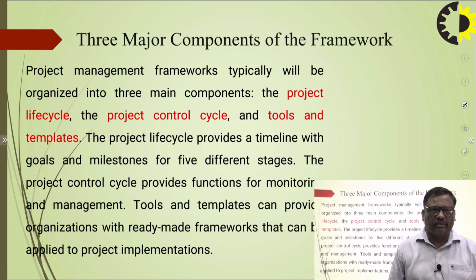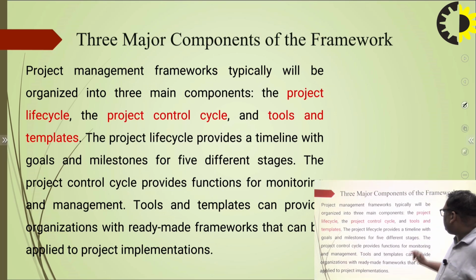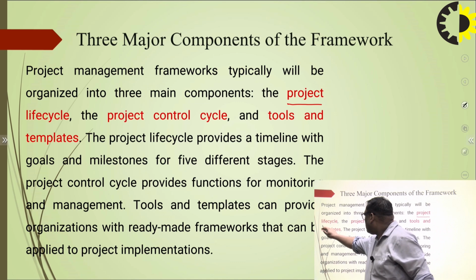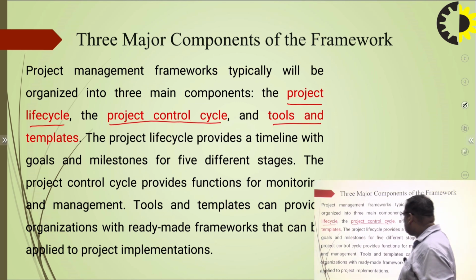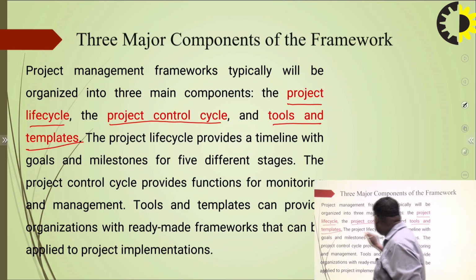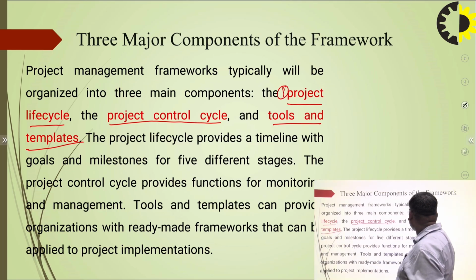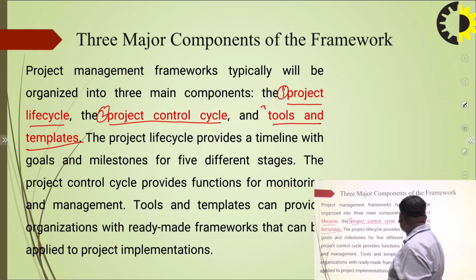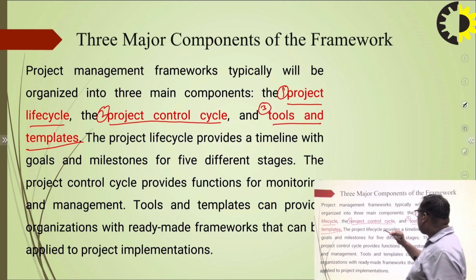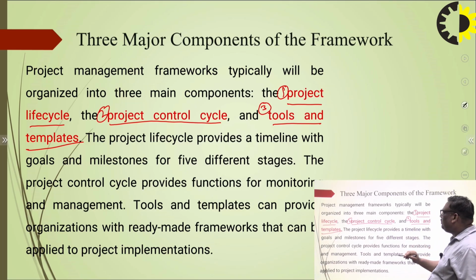The three major components are project life cycle, project control cycle, and tools and templates. This one is the first, this one is the second, and this one is the third. So a project management framework is typically organized into three main components: project life cycle, project control cycle, and tools.